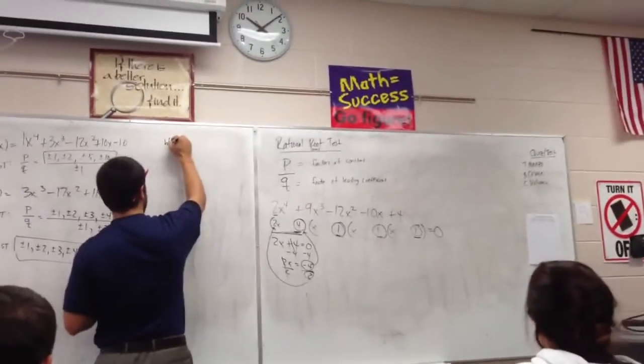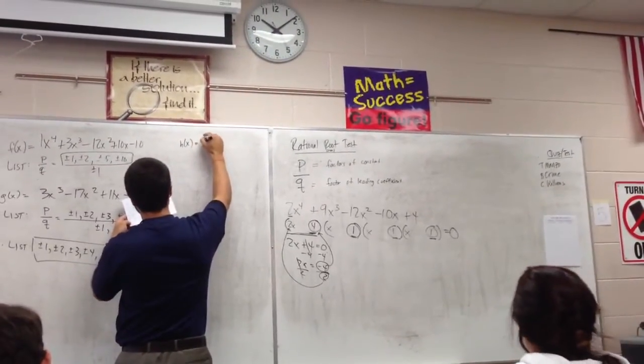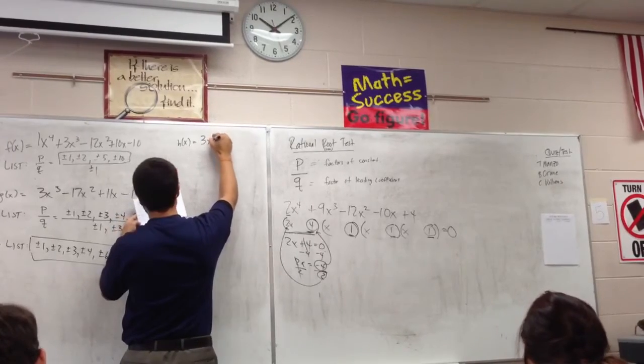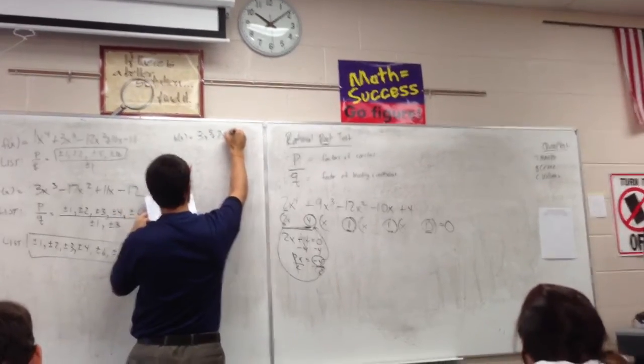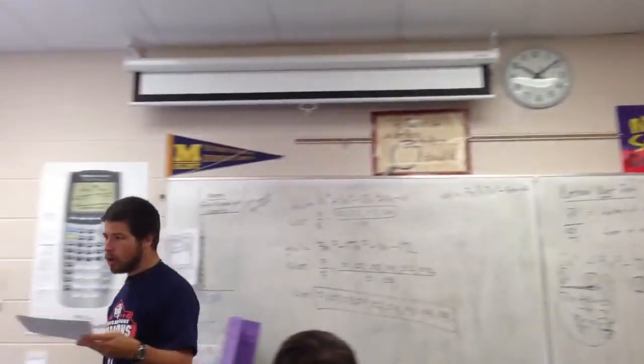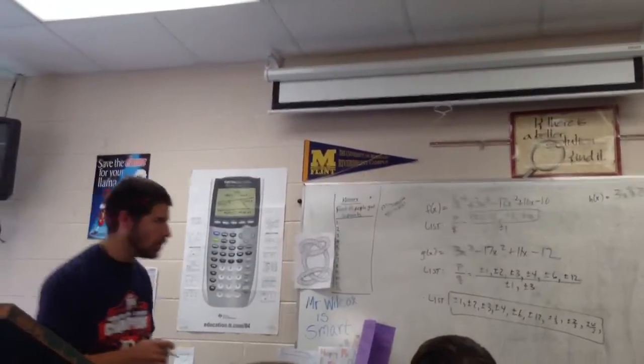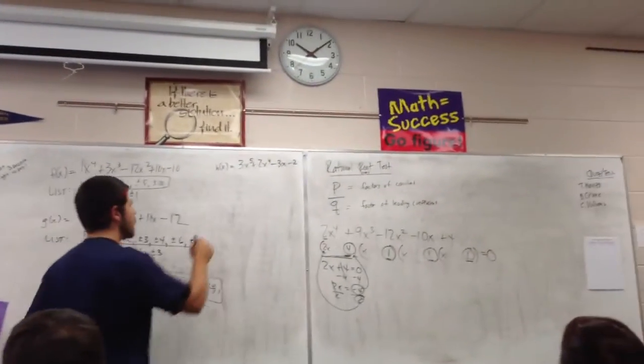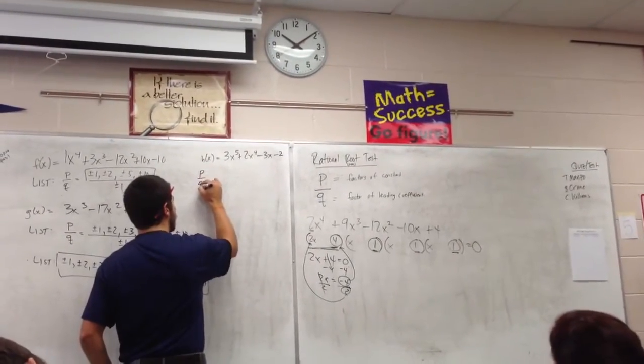Let's put this to good work here. Here's my next problem, h of x equals 3x to the 5th plus 2x to the 4th minus 3x minus 2. And I want to know who in this room feels lucky today. Lucky in mathematics. My p-value over my q-value.